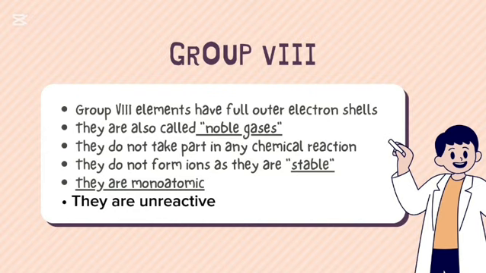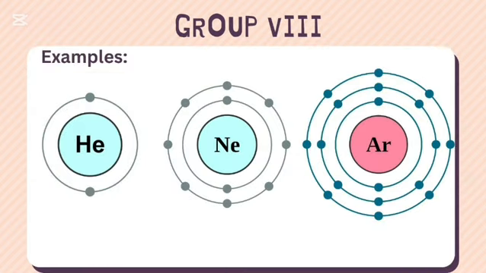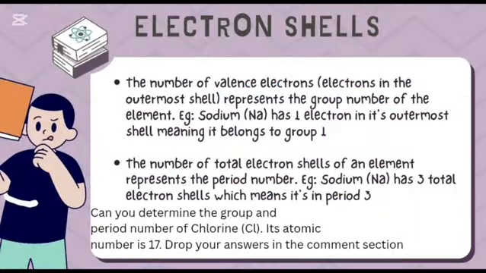Let's move on to Group 8. Group 8 elements have full outer electron shells. They are also called noble gases. They do not take part in any chemical reaction. They do not form ions as they are stable. They are monoatomic. Here are some examples of Group 8 elements: helium, neon, and argon.